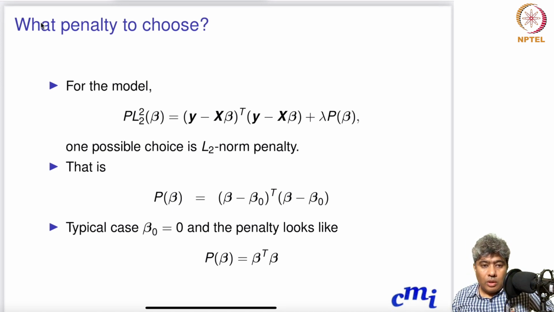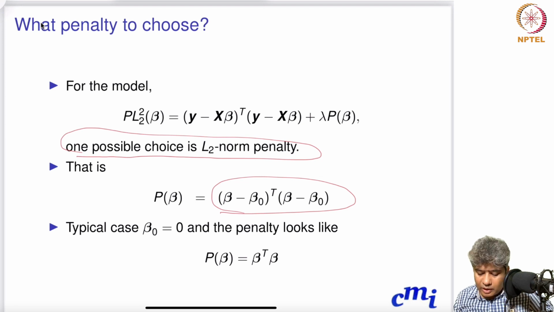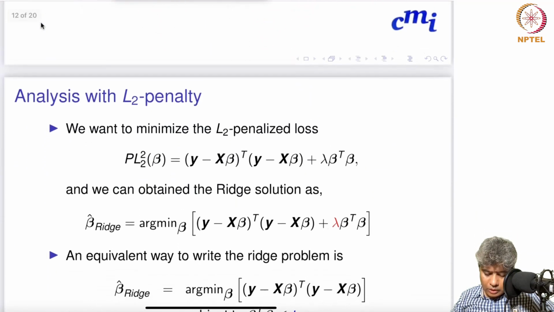So the most popular choice is the L2 norm penalty, that is P(beta) equal to (beta minus beta naught) transpose times (beta minus beta naught). Now beta naught, if you choose it to be 0, this is typically the L2 penalty.